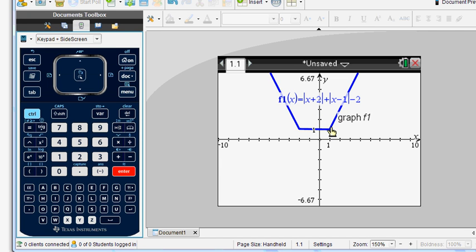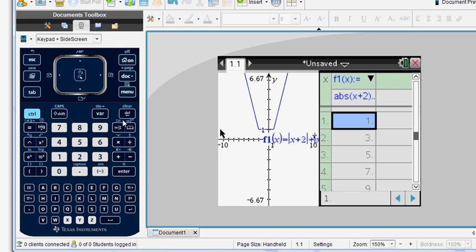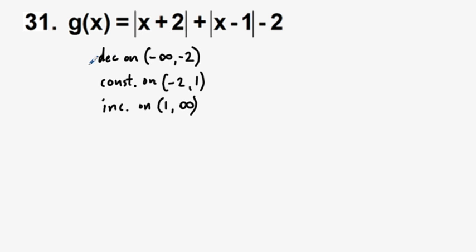Okay, constant here. And to really verify, we can check the table here. Let's see. Oops. Push Control T. And we see the function increasing greater than 1, constant between negative 2 and 1, and then decreasing. Okay, that looks good. This is a correct answer. Box in is correct.